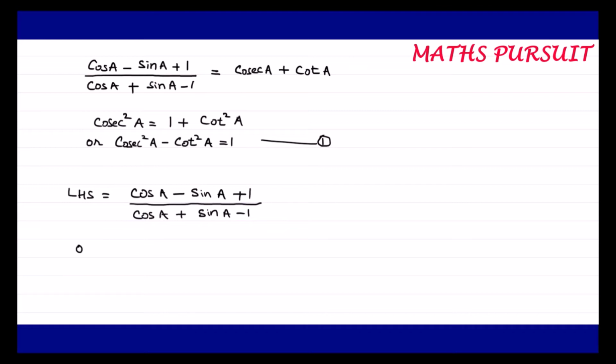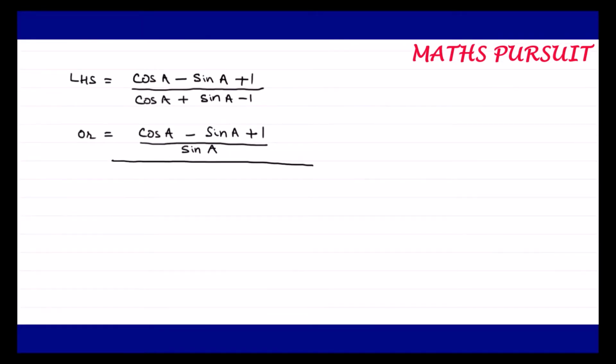Now that is equal to (cos A minus sin A plus 1) upon sin A. As I told you, I will be dividing by sin A. In the numerator I divided by sin A, and a similar thing I am going to do with the denominator part also. So the denominator is (cos A plus sin A minus 1) upon sin A.